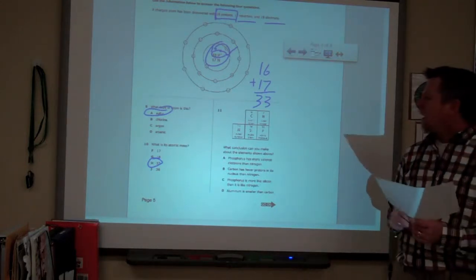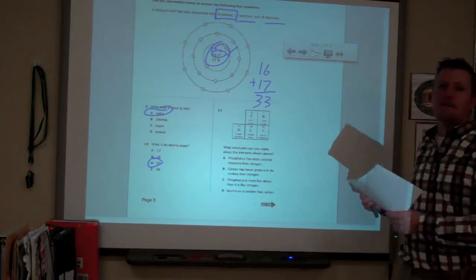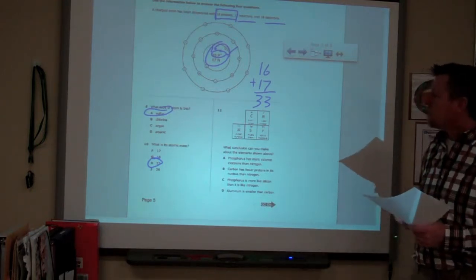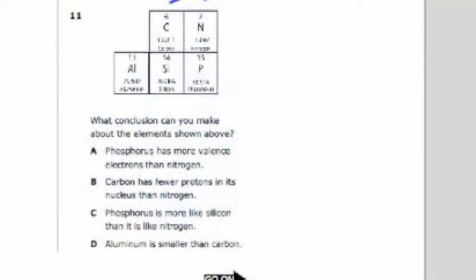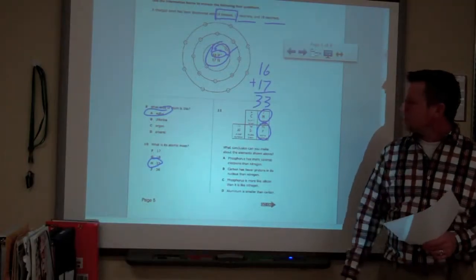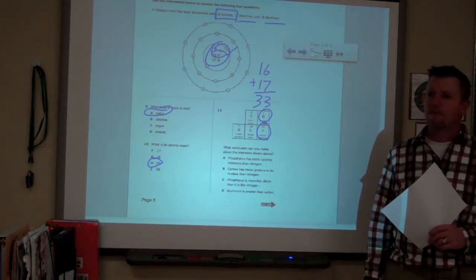Okay, number 11. I think a handful of people missed this. How many people got this right? Let's see what caused some problems with this. It says, what conclusion can you make about the elements shown above? We have phosphorus, nitrogen, carbon, silicon, and aluminum. A says phosphorus has more valence electrons than nitrogen. So this has more valence electrons than this. Is that a true statement? No. Why not?